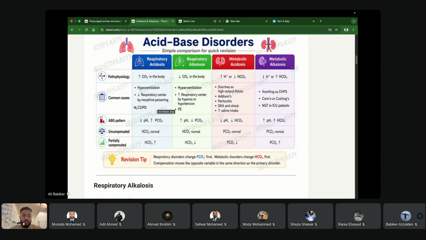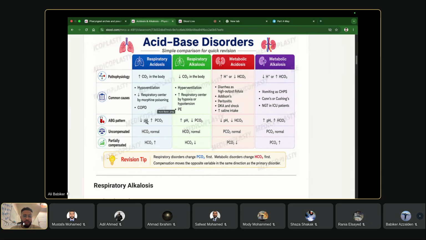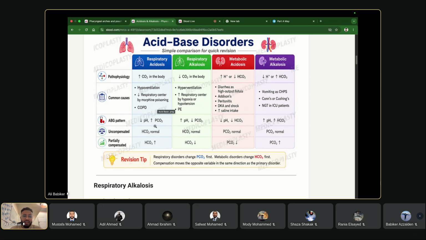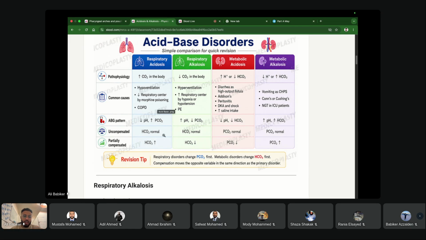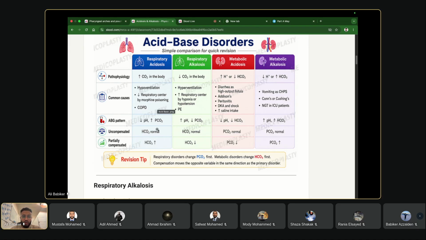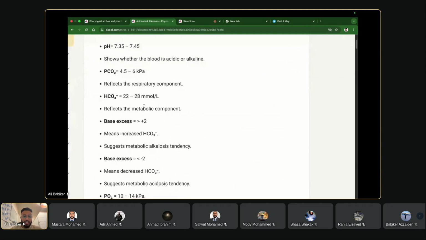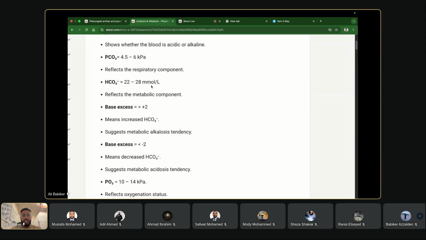So these are the most common causes of respiratory acidosis. Here in the ABG, you will find your patient has low pH and increased PCO2. If it's uncompensated, the HCO3 will be normal, meaning your body didn't try to correct the respiratory acidosis. How will your body try to correct the respiratory acidosis? By creating more bicarbonate. And we all know bicarbonate is alkaline, right? So if it's uncompensated, the bicarbonate will be normal. If it's partially compensated, the HCO3 will be increased. And how do you know? The normal value is here, I wrote it already for you, between 22 to 28.